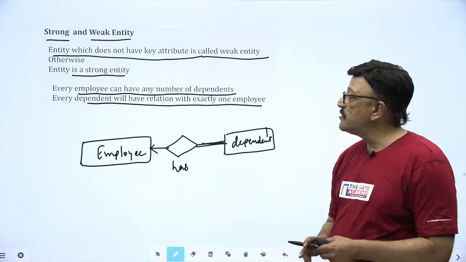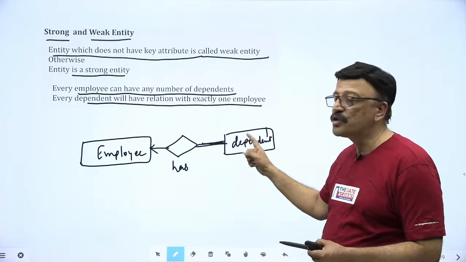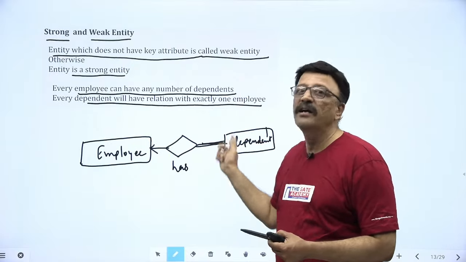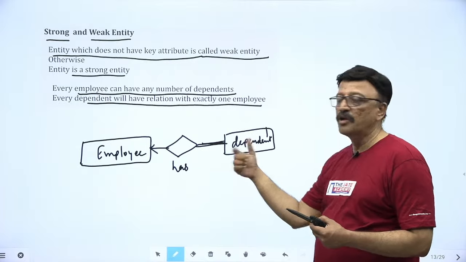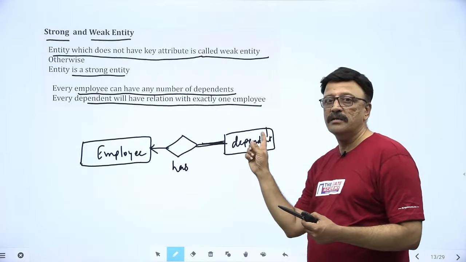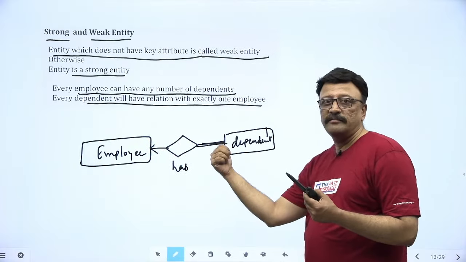So which side is 1? Employee side is 1, because a dependent relates to only one employee. Any dependent relates only to one employee. Many side, dependent, because one employee can have many dependents. Partial side employee, total side dependent.